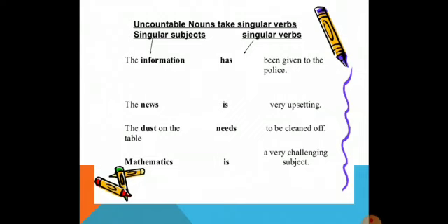When I find some subjects like physics, mathematics, business, such words already end with S. This doesn't mean that they are plural, because this is a word that already ends with S, and it's a subject called physics, business, mathematics. So it's only one. So I say mathematics is a very challenging subject.